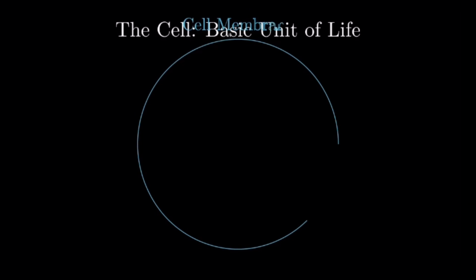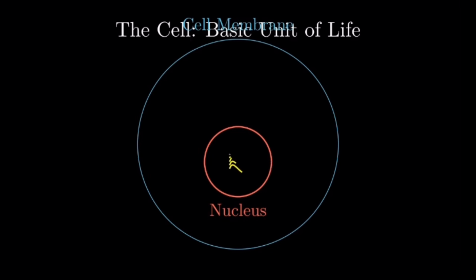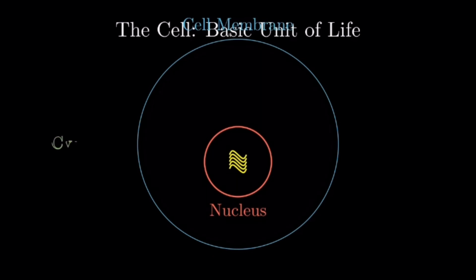The cell is the basic unit of life, and it has a complex structure that allows it to function properly. At the center of the cell is the nucleus, which contains the cell's genetic material, or DNA. The nucleus is like the control center of the cell, where all the important decisions are made.